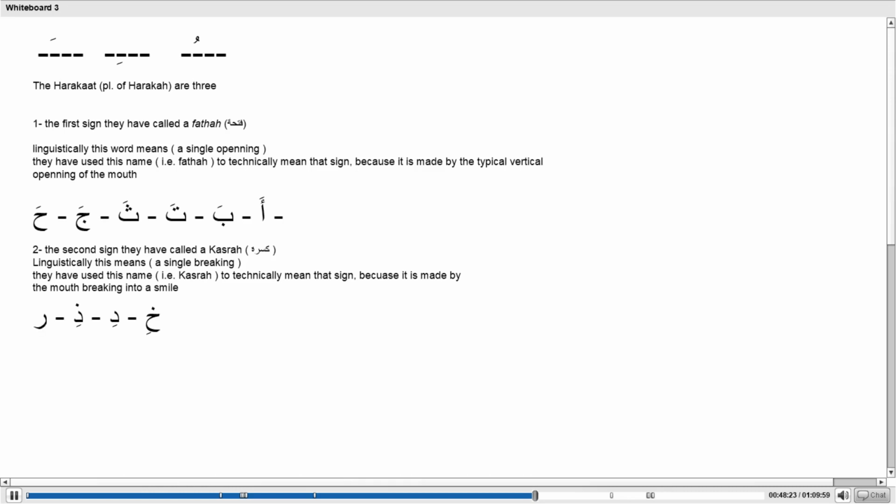Na'am. Kha, dal, dhal, ra. Ri. Laysa kadhalik. Now this is Z. You didn't get it. Pronouncing Al-Fatiha correctly, isn't it part of Arabic? Okay, so this proves that part of Arabic is obligatory upon each and every Muslim, which is the extent or the portion which corrects the ibadah.